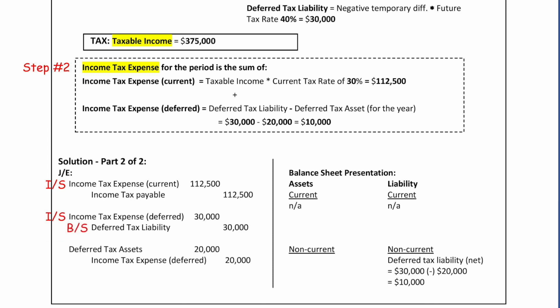Third journal entry, deferred tax asset is debit, so that goes on to, right, B/S balance sheet, and the credit is to, right, I/S income tax expense deferred. So now it comes out much more clearly why income tax expense current is an add, deferred tax liability for the year is an add, and deferred tax asset for the year is a subtract when we are calculating income tax expense for the period.